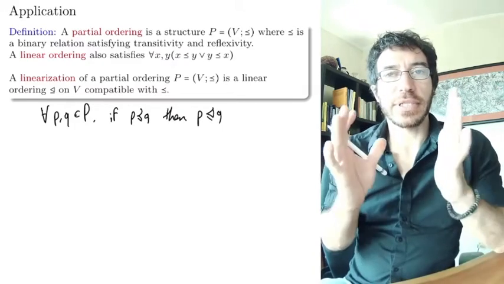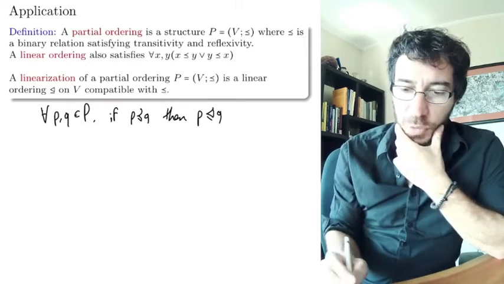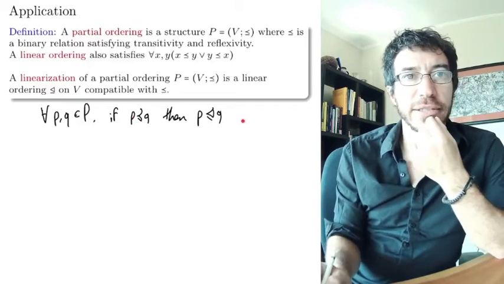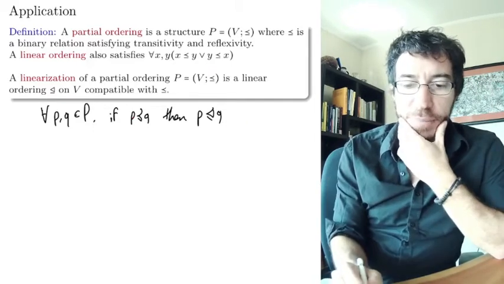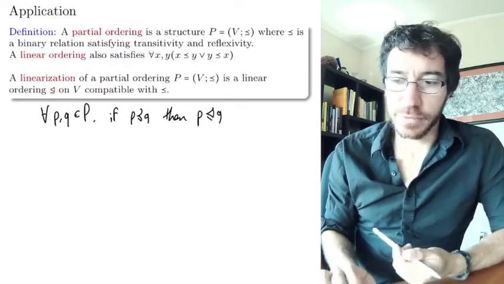Alright, so it preserves the ordering, but there are going to be things that are incomparable, so where this is not the case, but still this is the case. There are many more things comparable here because we wanted to make it a linear ordering. So let me draw an example.